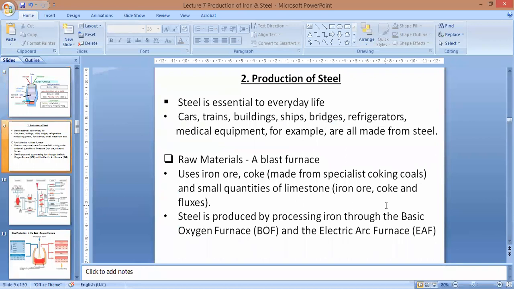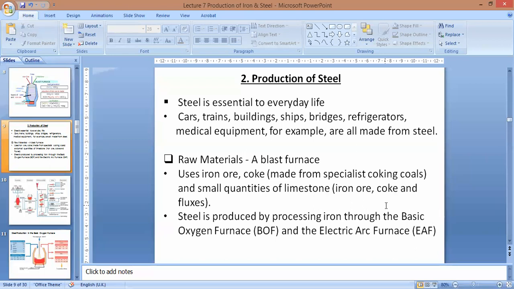Coming to the production of steel now. Steel, like we discussed before, is very essential to everyday life. Like we said before already, what is steel made out of? A various range of equipment, anything that you can name, from spoons to bridges to refrigerators, are made up of steel.